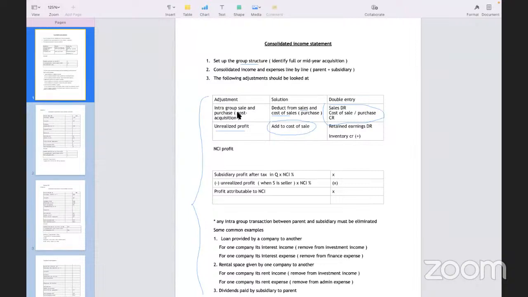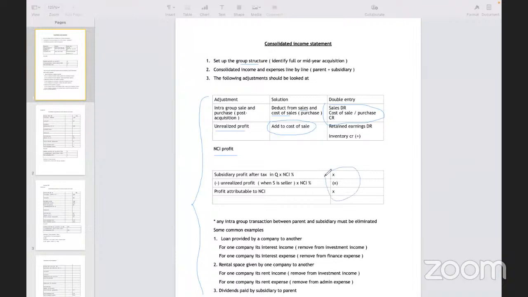Then URP, you sit down, you calculate your URP. Once you calculate your URP, what should you do? You have to add it to your cost of sale. Add it, that's it. And also, guys, sometimes in the paper, they might ask you to calculate NCI profit separately. So this is how you normally calculate NCI profit. There's a separate equation for that. We will discuss the equation.